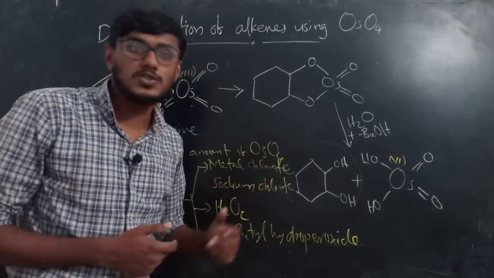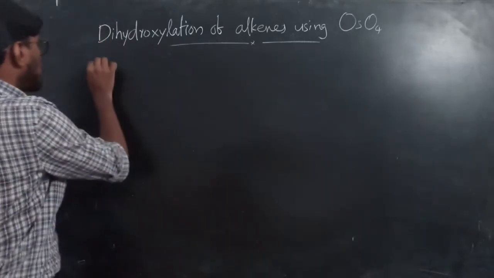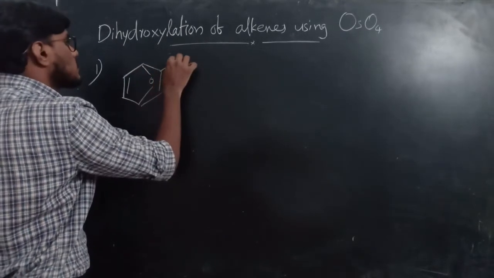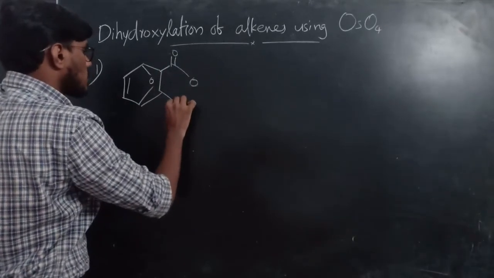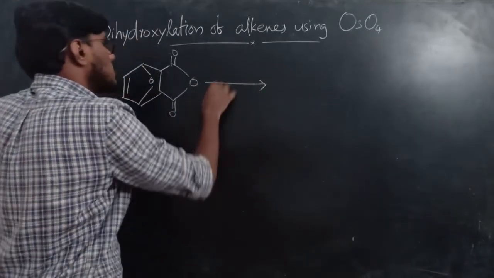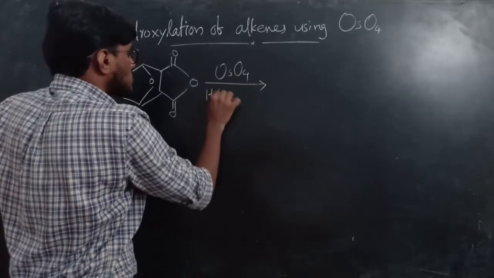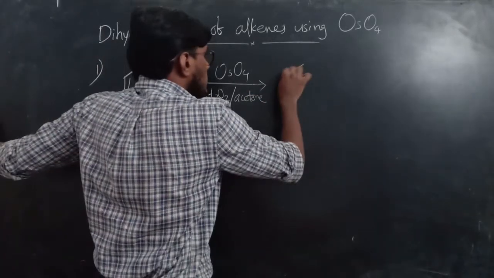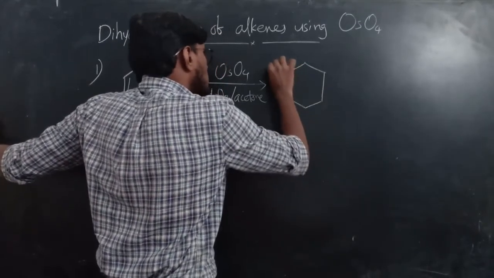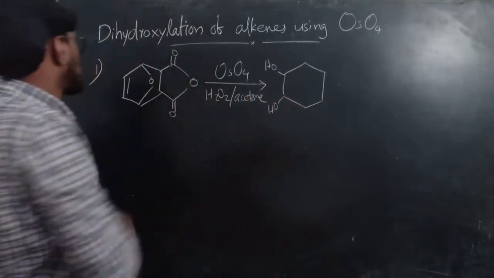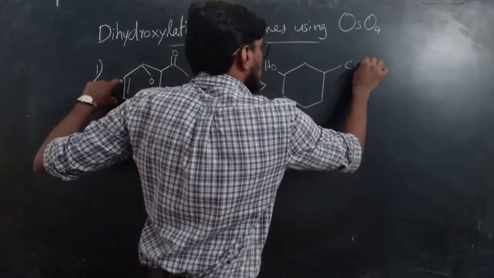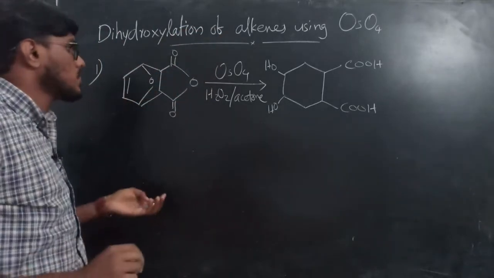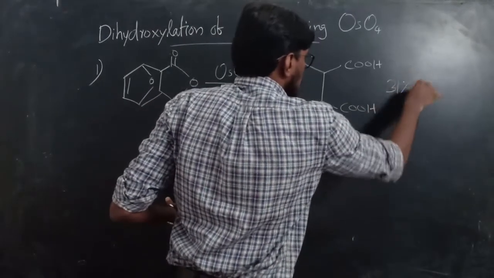Now we are going to check some other examples of this dihydroxylation reaction. First example, this is the example. This is the compound which reacts with osmium tetroxide in presence of hydrogen peroxide and acetone. In presence of hydrogen peroxide and acetone, the product will be like this. Here is OH, here is OH, because dihydroxylation occurs at this double bond, and here this becomes COOH, and the yield of this is only 31%.